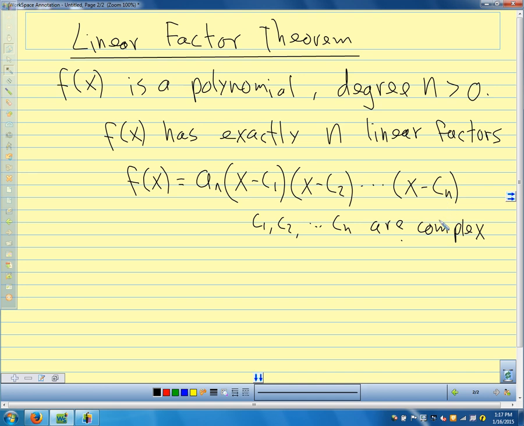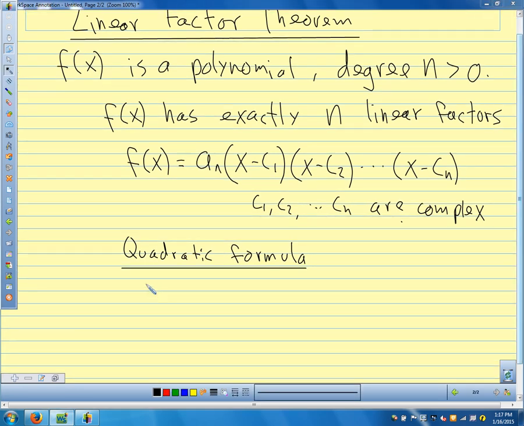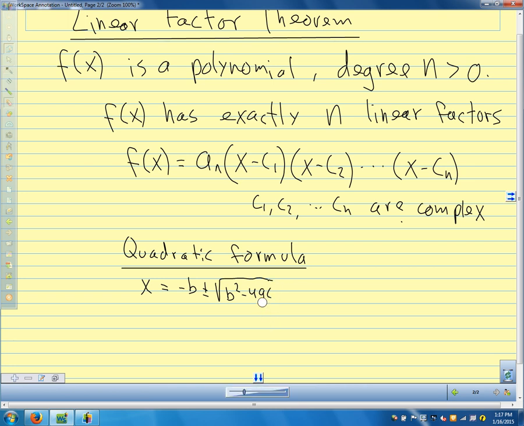Now, before we do some examples, I want to talk about the quadratic formula and what happens with it. Our quadratic formula, just as a reminder, is x equals negative b, plus or minus the square root of b squared minus 4ac, all over 2a. You get the formula by completing the square with a quadratic function, which we did at the beginning of the chapter.